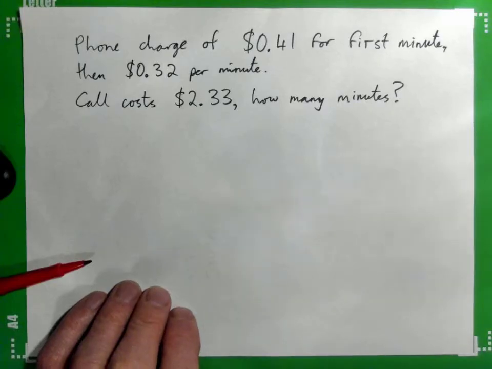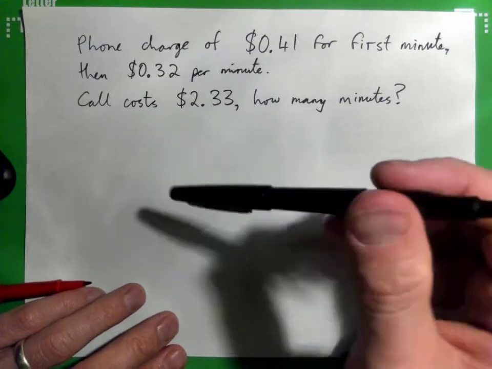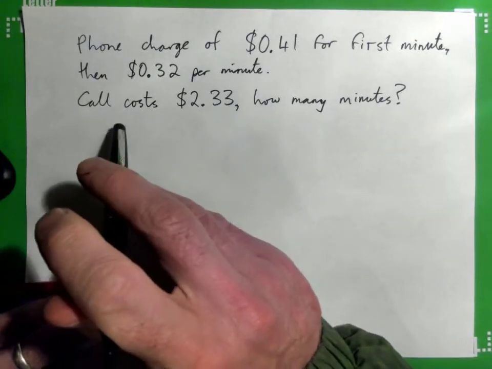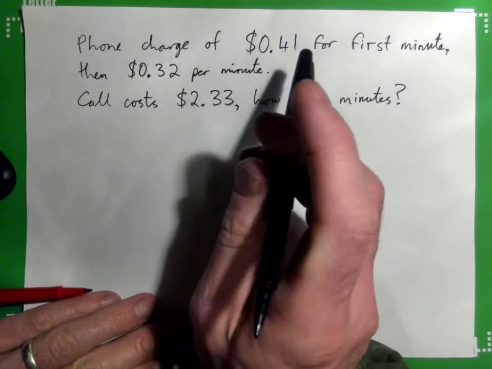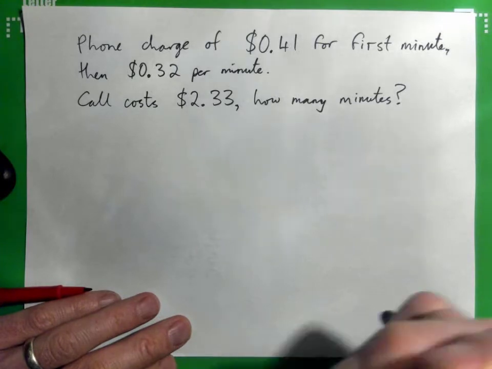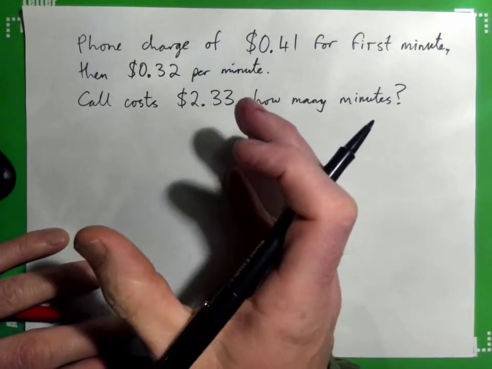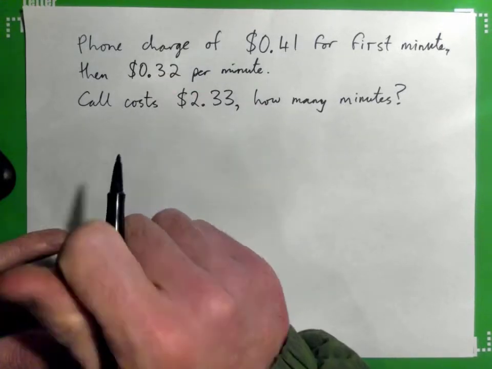Alrighty, so we got a phone charge of 41 cents for the first minute, then 32 cents per minute after that. If a particular phone call costs $2.33, how many minutes did the call last altogether, right? So there's the first minute and then there's all the other minutes. So where should we start with this?